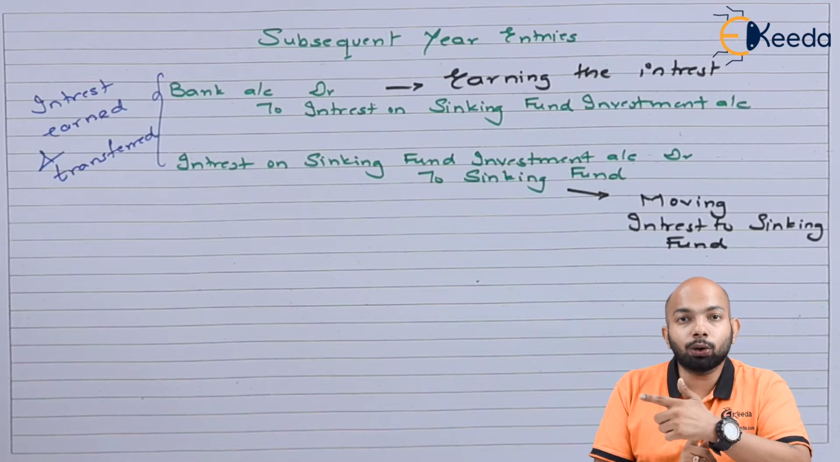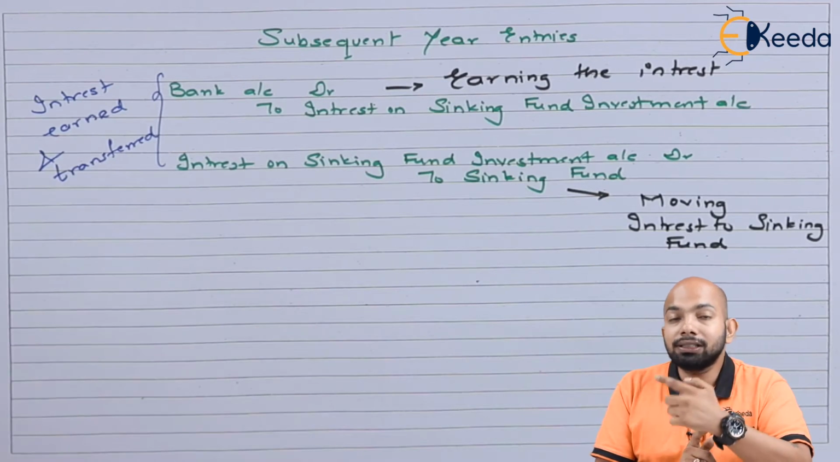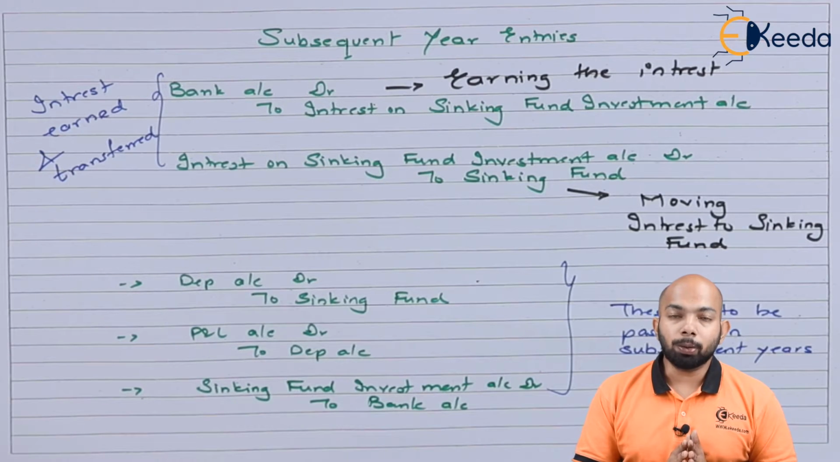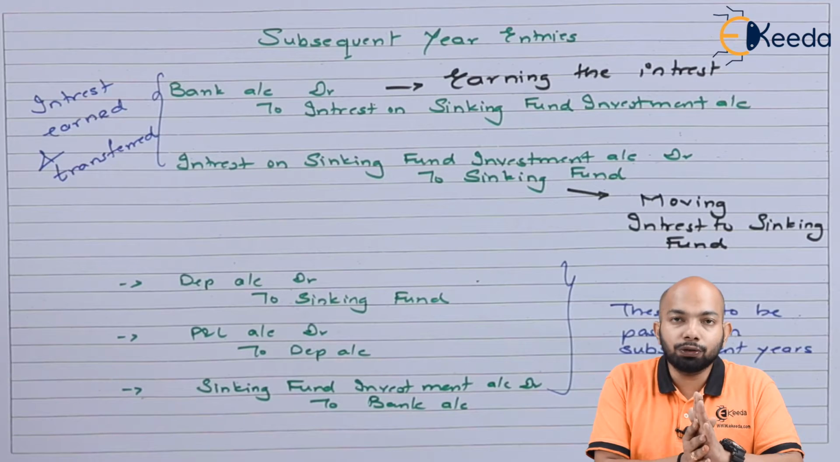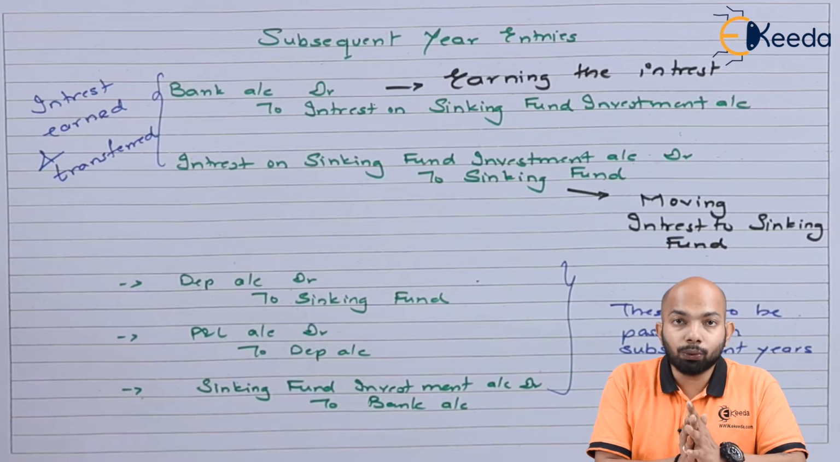I'll still reiterate all those 3 entries so that you get to know in subsequent years, apart from these 2 entries, which 3 entries are supposed to be passed. So these 3 entries are supposed to be passed in the subsequent years, apart from the interest earned and interest moved to sinking fund account. Now, this is about sinking fund subsequent years.